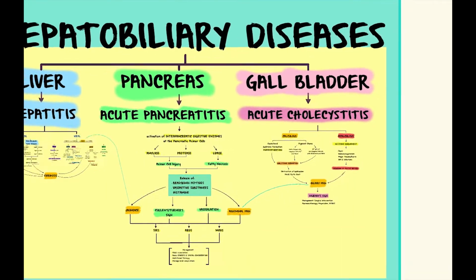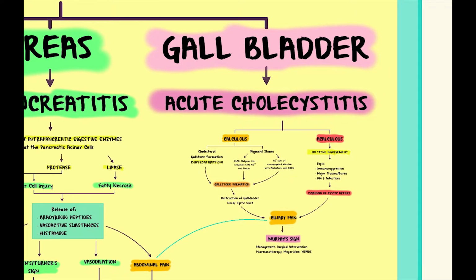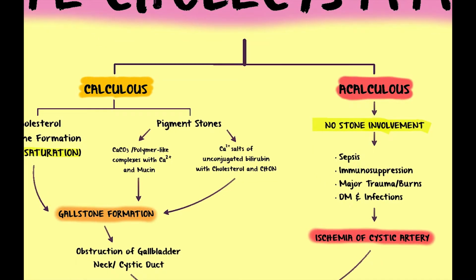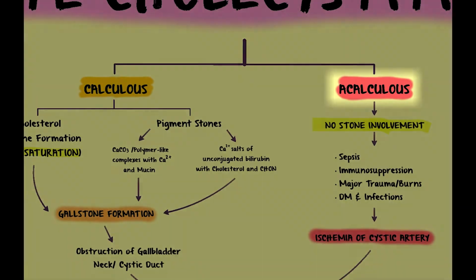Another organ in the hepatobiliary system is the gallbladder, in which the inflammation of this organ is called cholecystitis. Cholecystitis can be classified as either acute or chronic. In our case, we will discuss the former. There are two general etiologies of acute cholecystitis: calculus and acalculus.